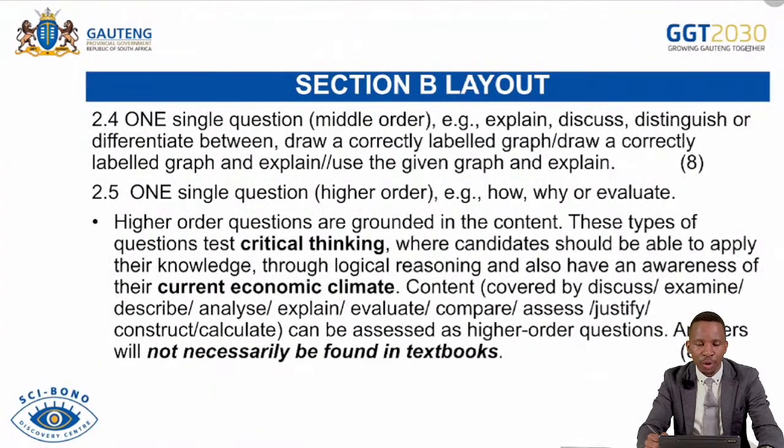And then section B continues. 2.4. In this case, we talk about the middle order response, but it is the content knowledge. So this is the content that can be found in your textbook. This information here, you can simply peruse your book and discover this content in there. So there's nothing critical about it. It is the matter of discussing the information that is required from your own notes that were given by your educator. So single question middle order, e.g. explain, discuss, distinguish, or differentiate between. Draw a correct level graph, and explain. Use the given graph and explain. So in there, the information that you provide is in your textbook, is from your notes.